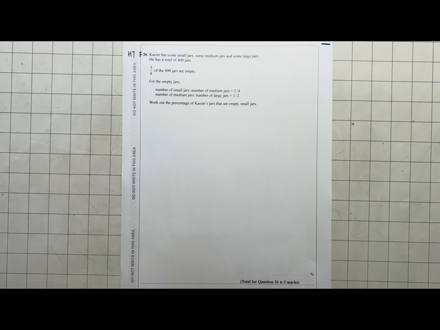We're told Kasim has some small jars, some medium jars and some large jars. He has a total of 400 jars. We're told that 3/8 of the 400 jars are empty, and for the empty jars, the ratio of the number of small jars to the number of medium jars is 3 to 4, and the ratio of the number of medium jars to the number of large jars is 1 to 2. We're asked to work out the percentage of Kasim's jars that are empty small jars.